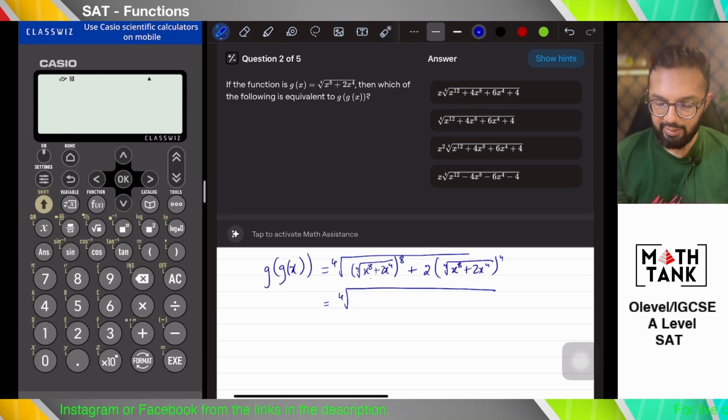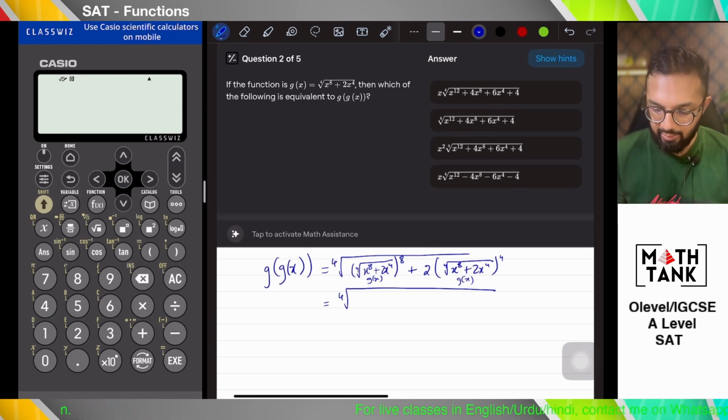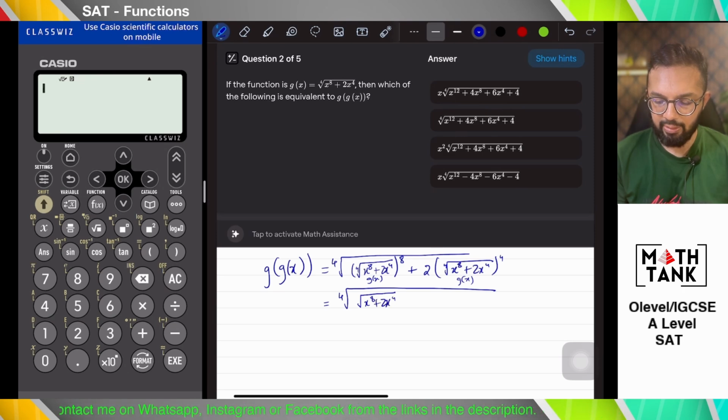What I've done is basically put g of x here and I've put g of x here as well. And then since this is a fourth root, it means power 1 over 4. When I multiply power 1 over 4 with 8, it's going to leave out a square. So this is going to be ultimately a square outside. And this will cancel out, and it's just going to be 2x power 8 plus 4x power 4.